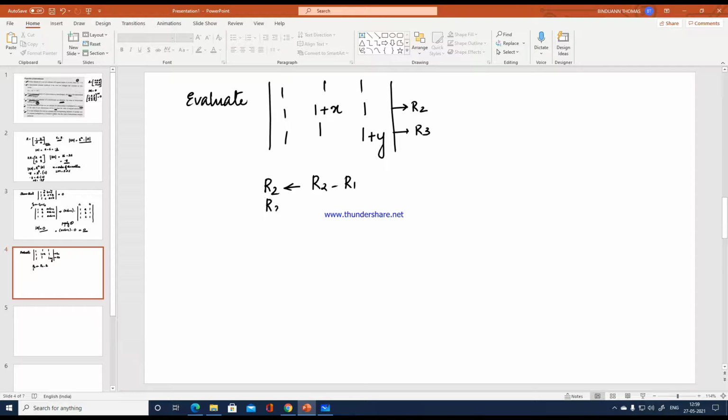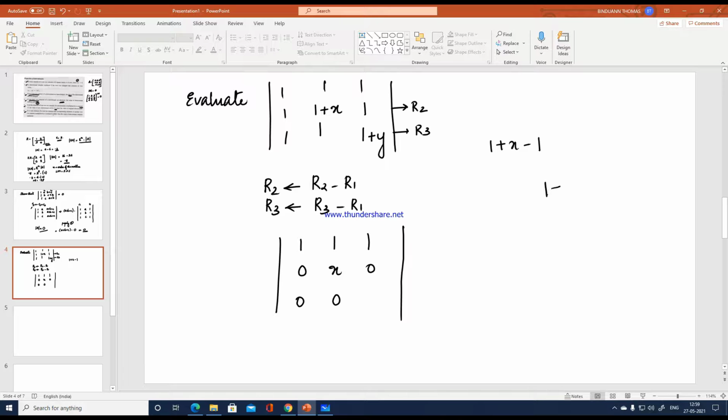Same you can do for R3 as well. So R3 is equal to R3 minus R1. So you're using R1, and with the R1 you're subtracting R2 and R3. So let's see what is the value. So it will be 1, 1, 1. Okay, the row 1 will remain the same. So R2 is 1 minus 1, 0. 1 plus x minus 1 will be x, and the other one is 0. Likewise, 1 minus 1, 0. 1 minus 1, 0. 1 plus y minus 1 is equal to y.